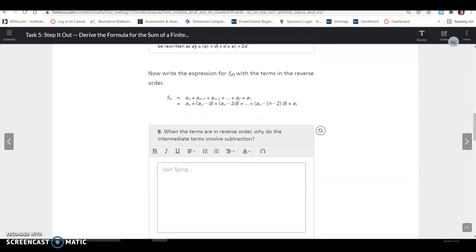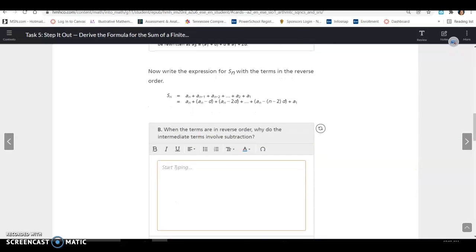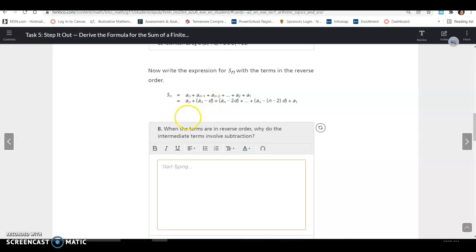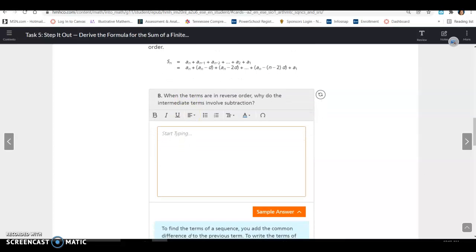All right, it says now write the expression for S of n with the terms in reverse order. All right, so remember we're supposed to write it out, then write it in reverse order, then add it together. All right, so S of n equals a sub n plus a sub n minus your d, your common difference, okay? And then this is a sub n minus 2d, etc., till you get to the end.